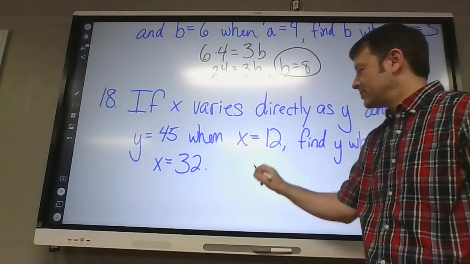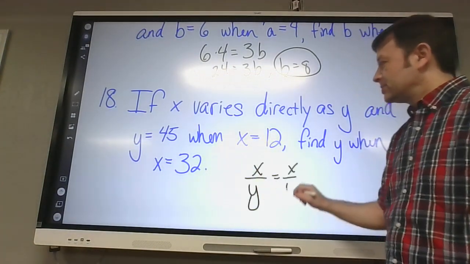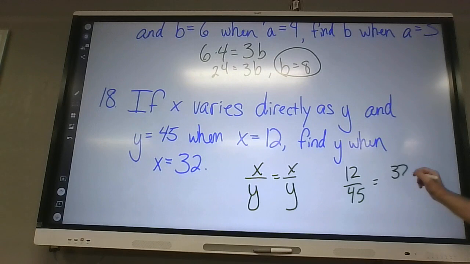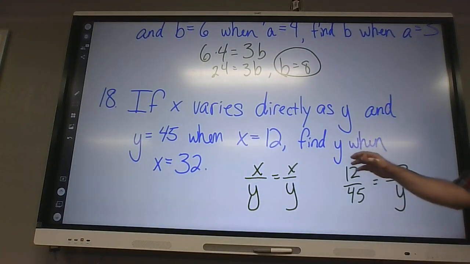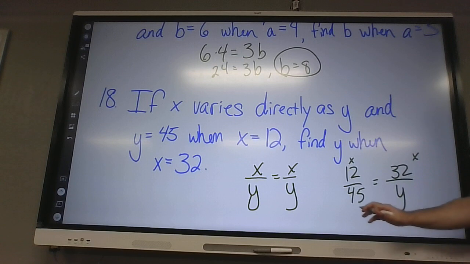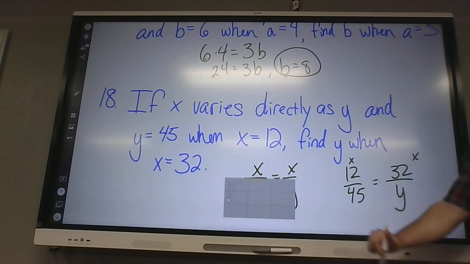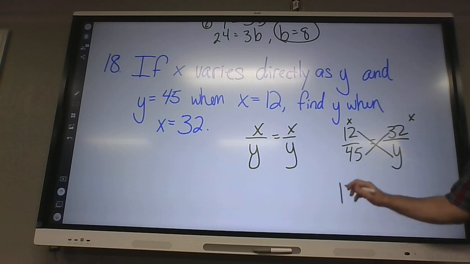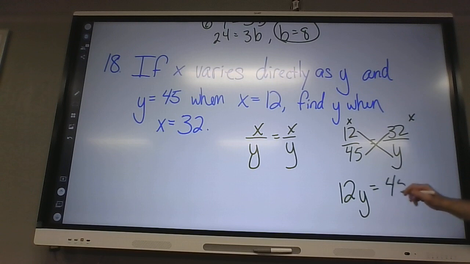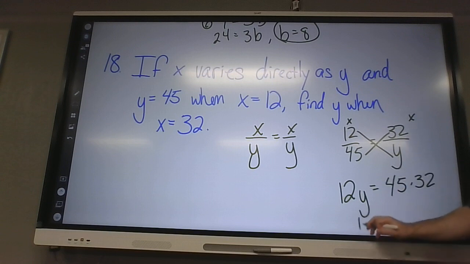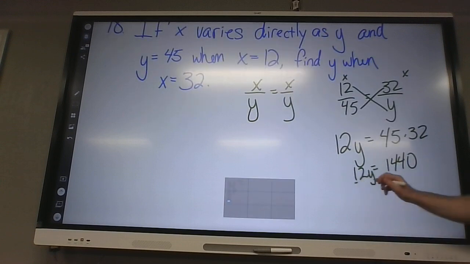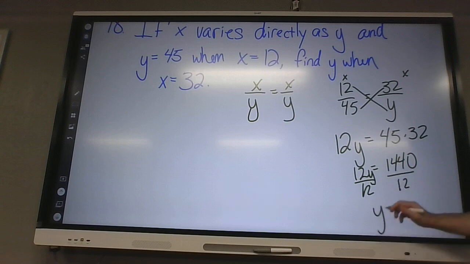x varies directly. If you look over there, it says x over y equals x over y. So it's 12 over 45 equals 32 over y. Just make sure if you put x on top over here, you put x on top here. You can put y on top as well. Doesn't matter, because either way you're cross multiplying. So you get 12y equals 45 times 40. And y is 120.